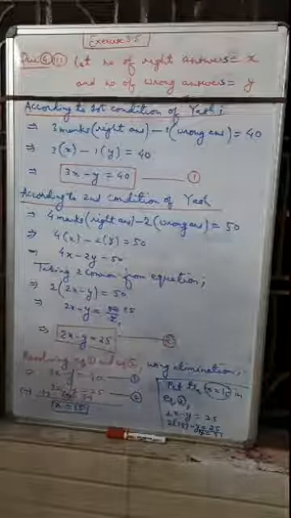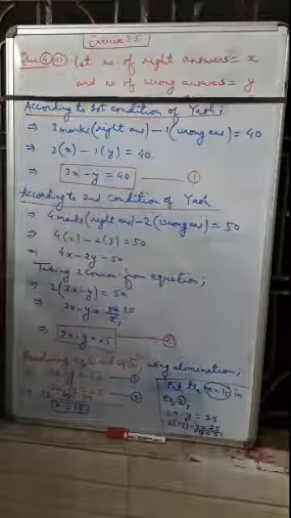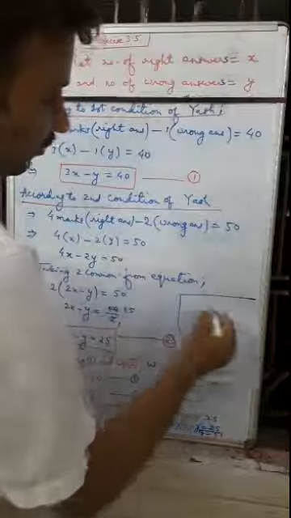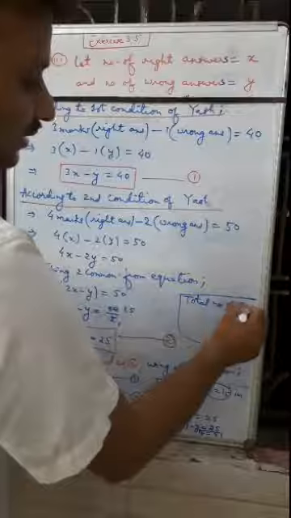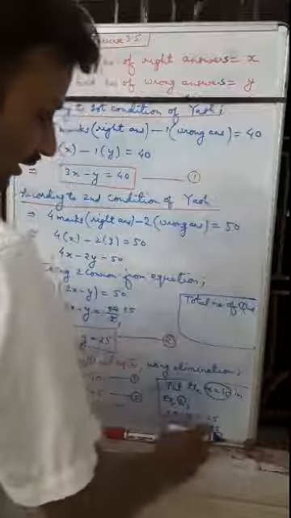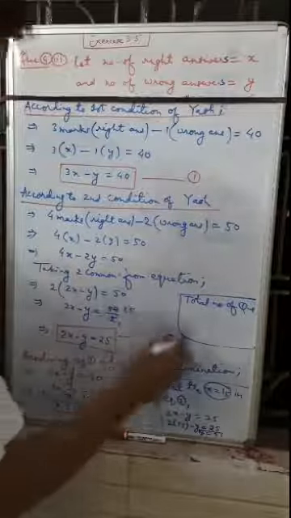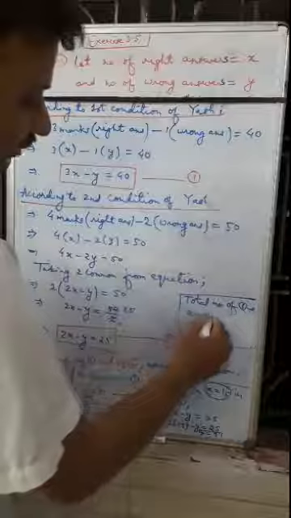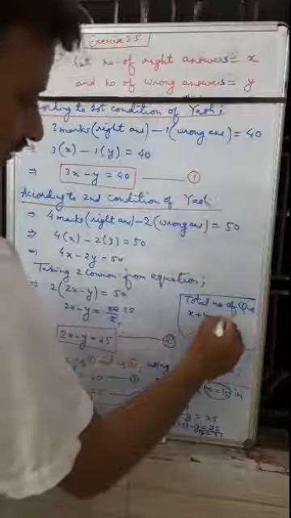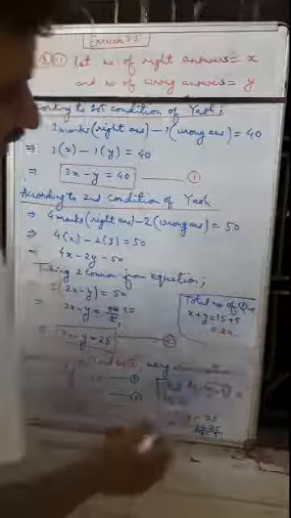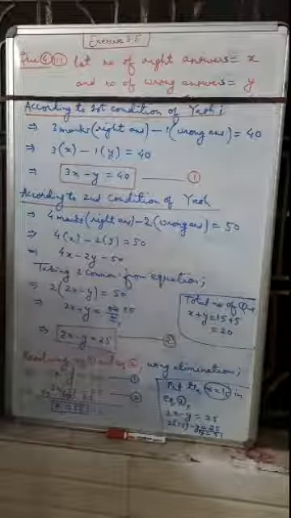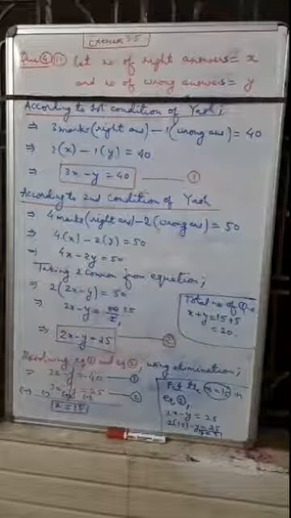Now that means you have right answers 15 and wrong answers 5. So what is the total number of questions? Wrong answer questions are 5 and right answer questions are 15. So x plus y, the total number of questions, is equal to 15 plus 5, which is equal to 20. So 20 questions were asked in the test exam.